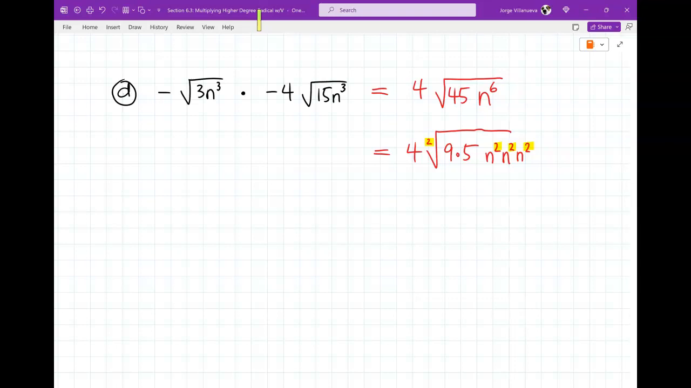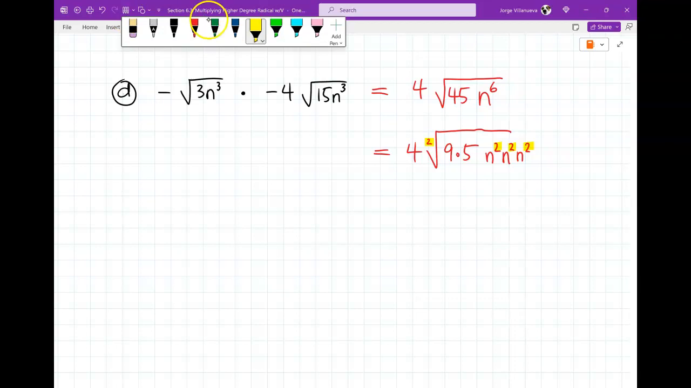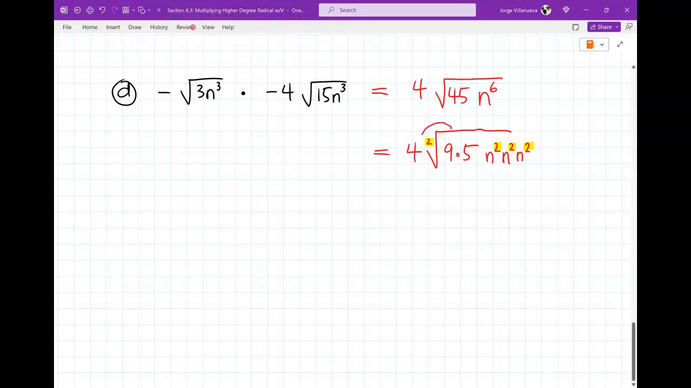So here we go. Let me get this 9 and move it out. When I move out the 9, it becomes a 3. So 4 times 3 is 12. The n's are coming out. That's n cubed. Okay? And I get square root of what's left? Just a 5. Thank you. And there you go.